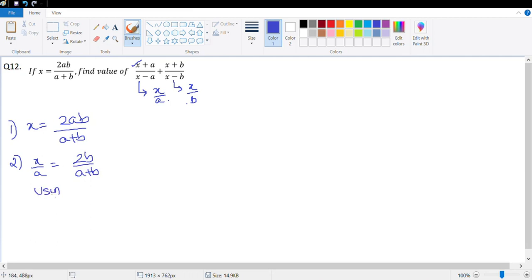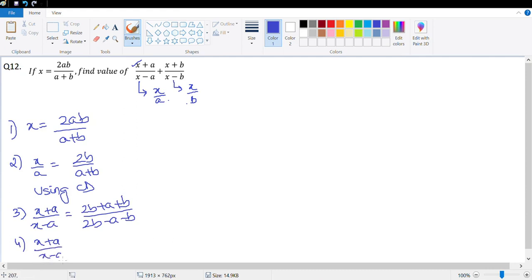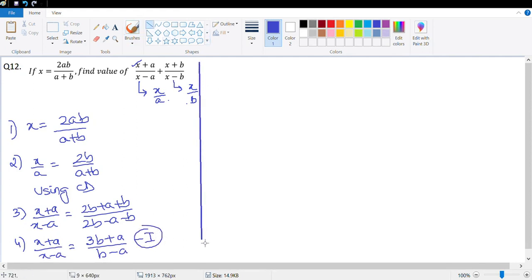Now using componendo and dividendo, we get x plus a upon x minus a is equal to 2b plus a plus b upon 2b minus a minus b. This gives me x plus a upon x minus a is equal to 2b plus b, that's 3b plus a, and this is 2b minus b, that's b minus a. That's my first equation. This should help me find the value of what they want. Good. Let's look at the next one.